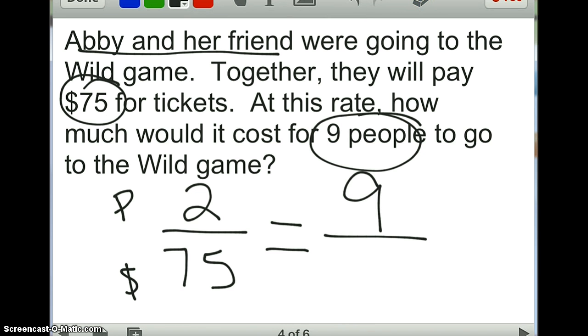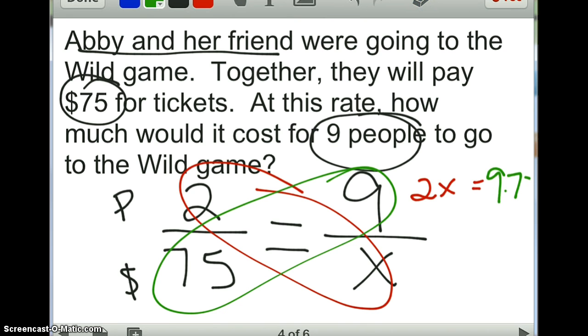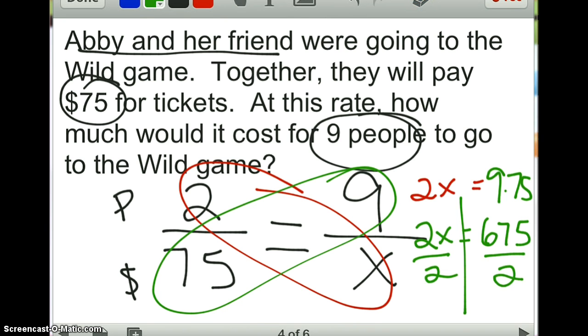All right. This one isn't very nice to me. Like, I don't see how I can do stuff there. You could find the price per person if you wanted to and then multiply that by 9. For right now, I'm just going to do this. 2x equals 9 times 75. 9 times 75, well, it'd be a little less than 750. That's a lot of money. So let's see what it is. $675. So 2x equals 675. Divide that out by 2.